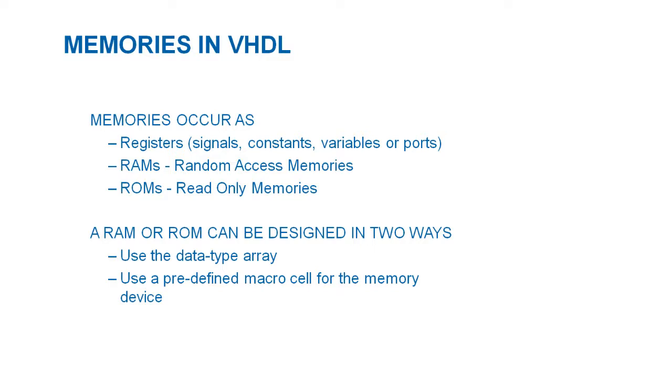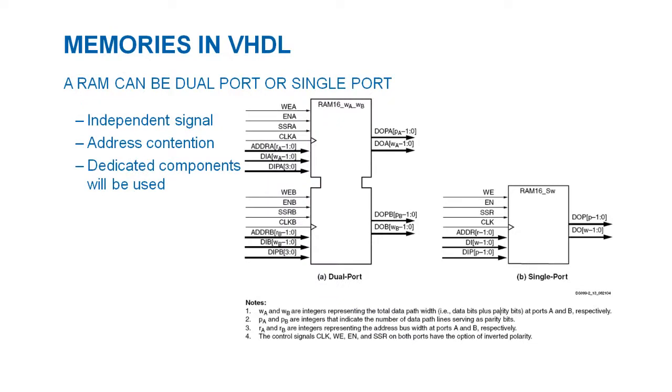RAMs and ROMs can be implemented using data arrays that you can define by yourself, or you can use predefined macros that are available from the FPGA vendor synthesis tool. So there are many ways to implement memories in VHDL. One approach is to implement single port. Another approach is to implement them as dual port, or you can even have true dual port, in which case you have independent read and write at different ports.